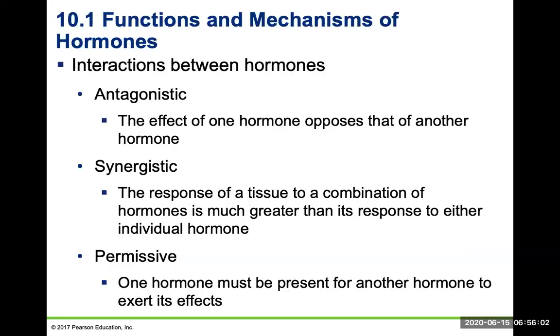Interactions between hormones, just like the muscles and bones of the body, can be antagonistic and synergistic. Antagonistic means the effect of one hormone opposes that of another hormone, and synergistic means they work in combination with other hormones to provide a much greater response. The word permissive means that one hormone must be present for another hormone to exert its effects.